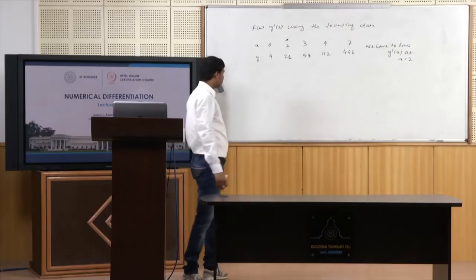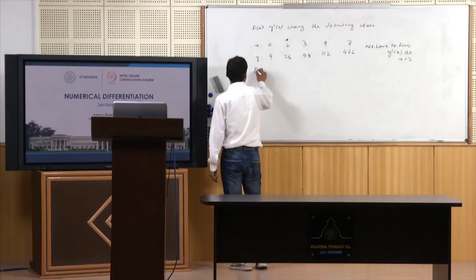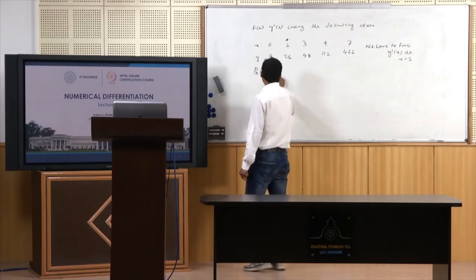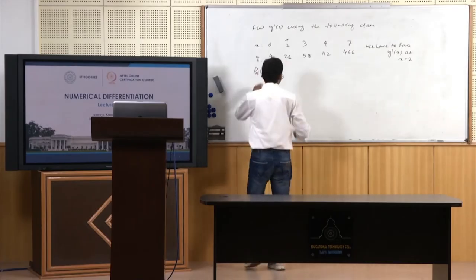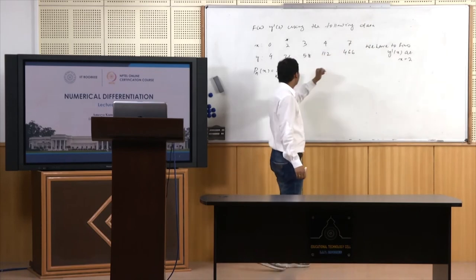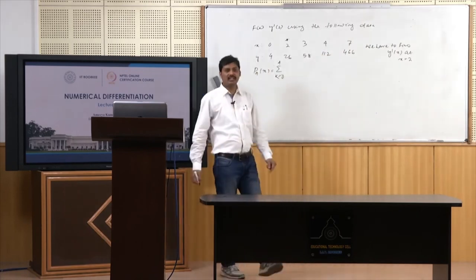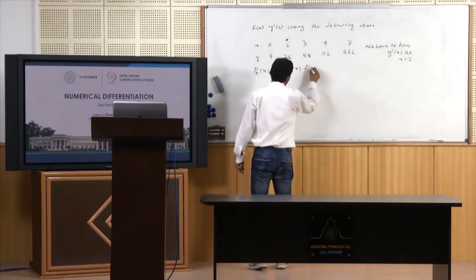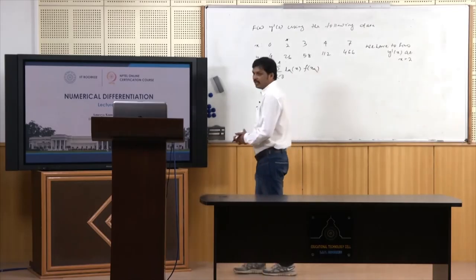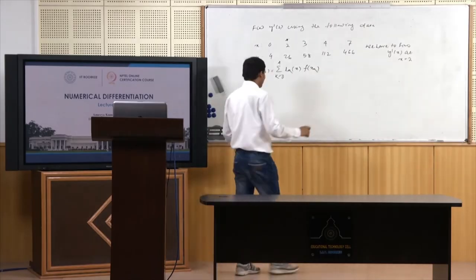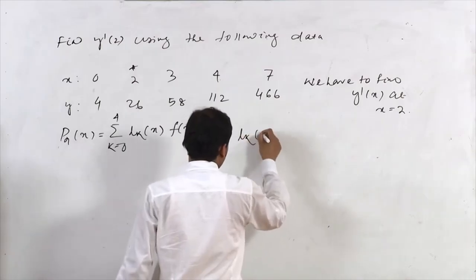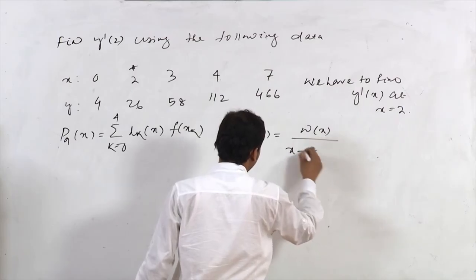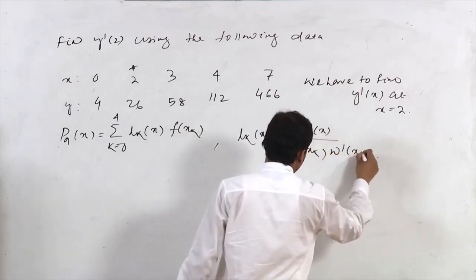If we use Lagrange interpolation, then the formula can be written in the form of P n x equals to summation k equals to 0 to 4. Since there are 5 nodal points, it can generate a polynomial of degree 4. So that is why we can write l k x f of x k here, and directly we can write l k x as omega x divided by x minus x k omega dash of x k.